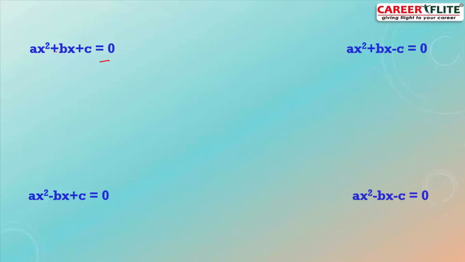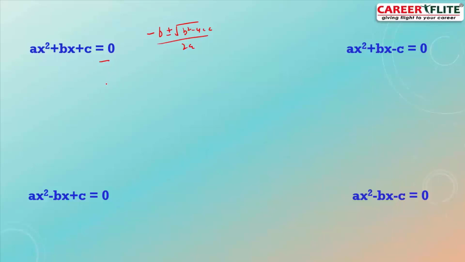In the first we have both signs positive. In the second equation one is positive, one is negative. Third is negative, positive, and fourth is both negative. Now the equations will be based on this format only. In the first equation, you can find the roots by the formula minus b plus minus root of b square minus 4ac by twice a. But if you use this formula, it will consume a lot of time. So you must solve this equation as easily as possible.